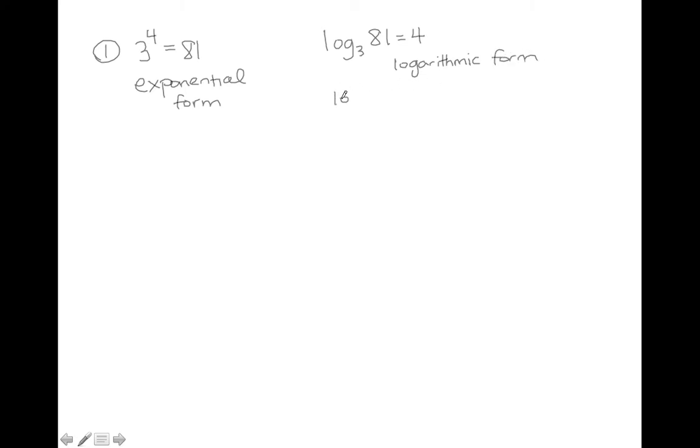Or you could say log of a base of the answer equals the exponent. So you can change back and forth between exponential and logarithmic form depending on what you're trying to do, what kind of thing you're trying to solve. And so for the next question, we're just going to change these to logarithmic expressions.